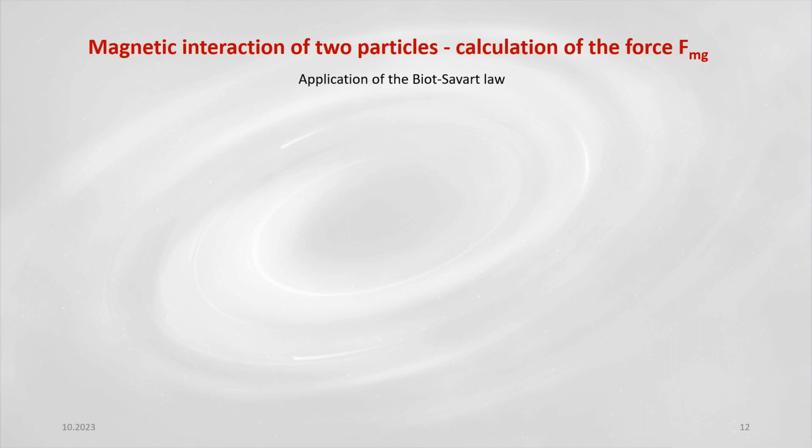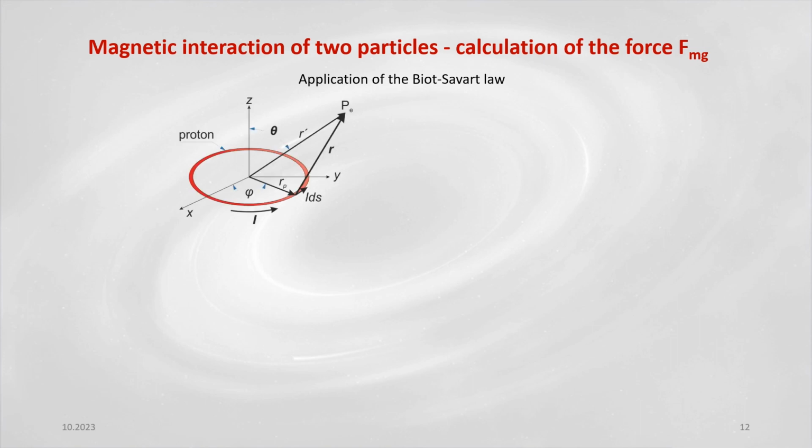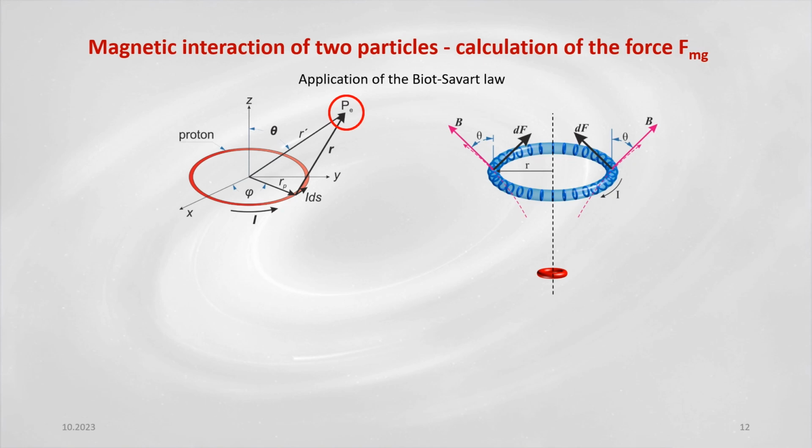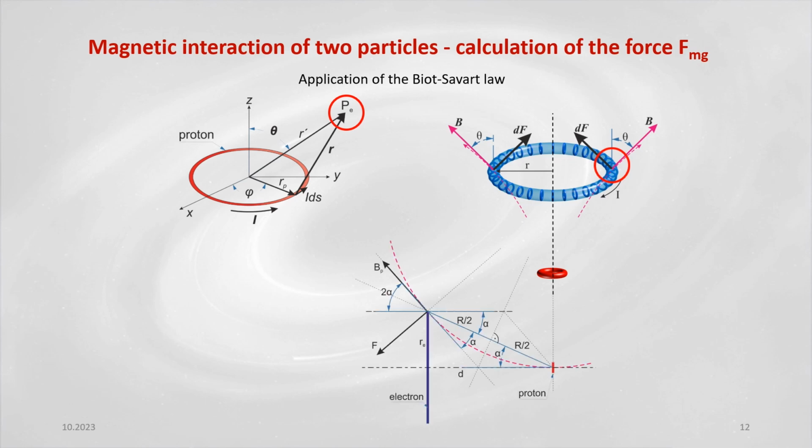If we associate the proton with a current loop, we can use the Biot-Savart law to determine the magnitude of the magnetic induction at a point P located outside the axis of the ring. If this point is located on the ring model of the electron, the non-uniform magnetic field of the proton will act on the current loop of the electron with a force. The magnitude of this magnetic force in the axis of both rings can be expressed using the modified Biot-Savart law. If the vectors of their magnetic moments are antiparallel, the force between them will be repulsive.